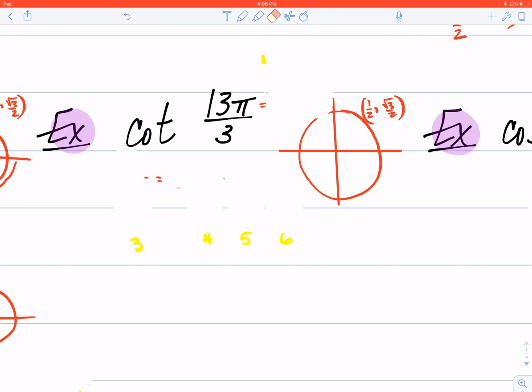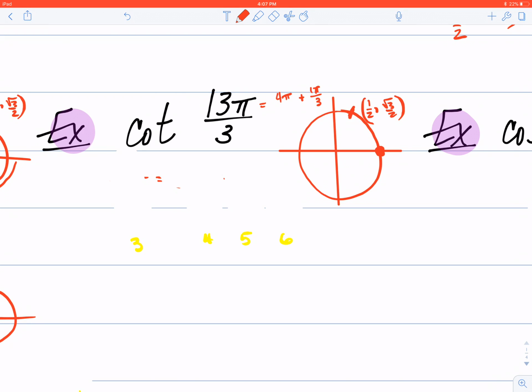13 pi over 3. This is another one of those places that I don't really know what it is. So I think of this, 13/3 is the same thing as 4 1/3. So 4 1/3 is going to be 4 whole pies plus another third of a pie. And so 4 whole pies is going to be over here at my original starting position, and all I need to do is add 1/3 of a pi to that. So I'm just going up to pi over 3.